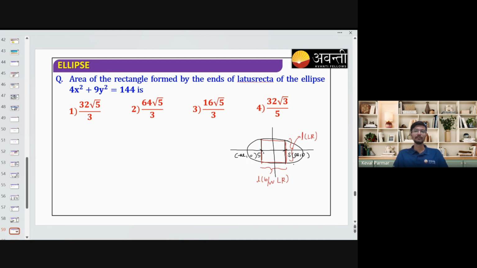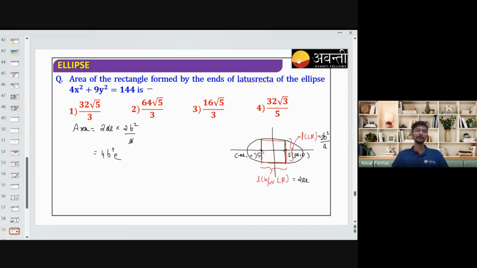Right? So what will be the length between LR? Length between LR is nothing but the length between focus, and the length between focus is 2ae. And what is the length of LR? It is 2b square by a. So simple. So area of rectangle will be equals to length into breadth. That means 2ae into 2b square by a. Here we can cancel out a. So basically area is 4b square into e.